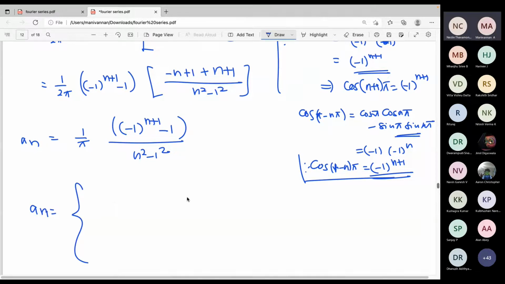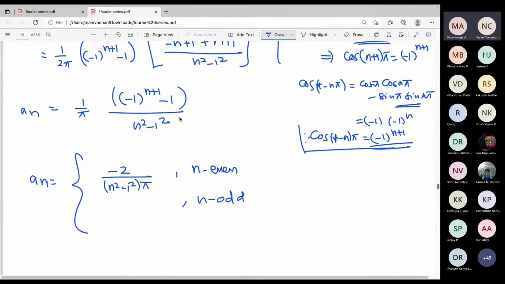And this an, when n is odd, when n is even, can you tell me when n is even number? This will make it as an odd number, right? When n is even means this will be odd number. So it is minus into minus, so minus 1, minus 1. So minus 2 divided by this. This structure will be minus 2 divided by pi into n square minus 1. When n is odd means it will be an even number.